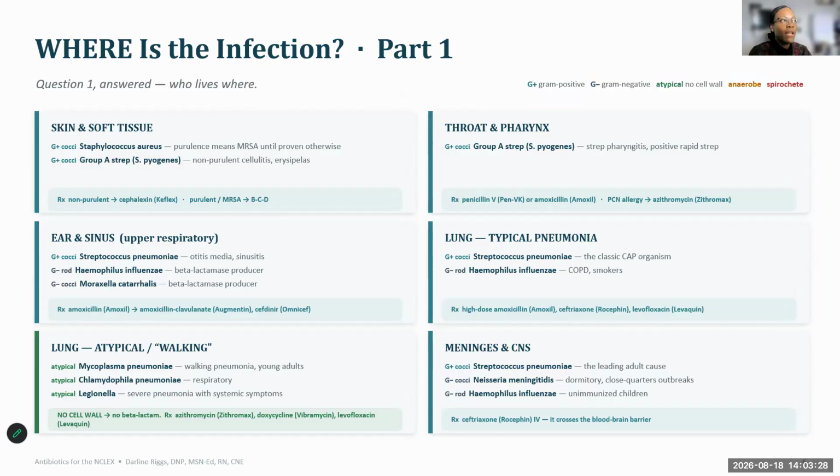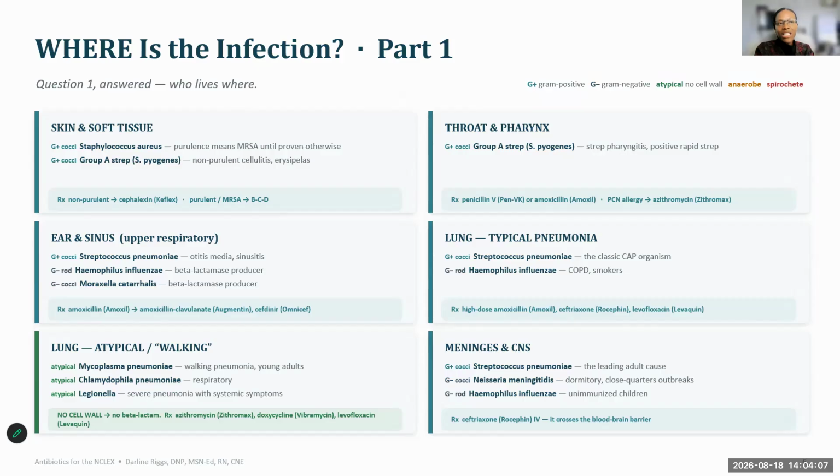So if you give penicillin, it's not going to do anything. There's no cell wall to fight. So that would be your azithromycin, your doxycycline, your levofloxacin, because those are not looking for a wall to attack. Hopefully this is making sense. Your atypicals are Mycoplasma pneumoniae, Chlamydophila, and Legionella. Walking pneumonia, of course, is respiratory, and pneumonia that has systemic symptoms.